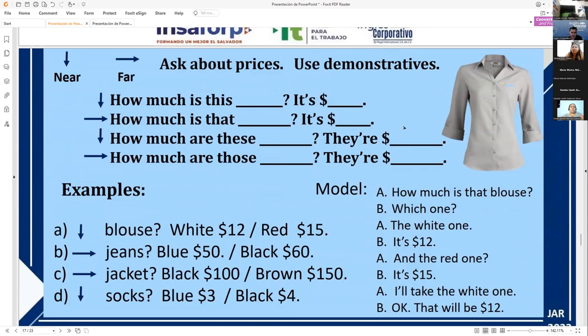Okay, we're going to put a purpose. Ask about prices. Near, far. Use demonstratives. How much is this? Far. Shirt. How much is this shirt? It's $12. How much is that blouse? It's $20. How much are these shoes? These, plural. Plural noun here. Okay. Check. Singular. Singular. Plural. Plural.